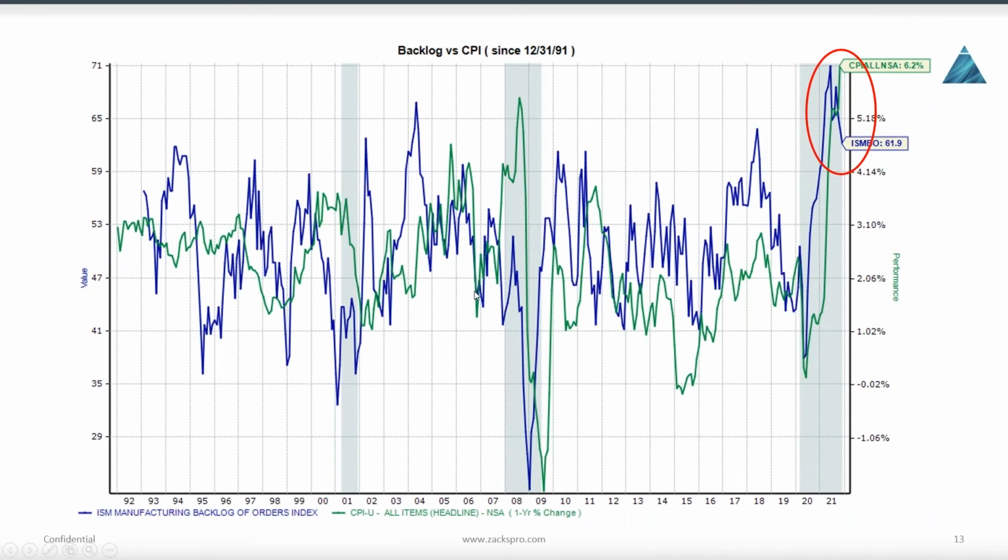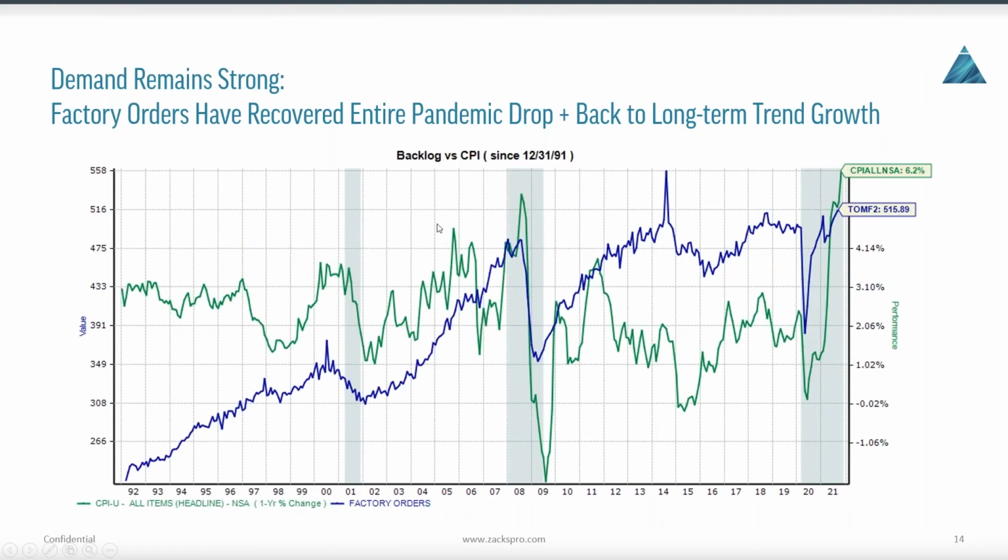So what I believe is that if this backlog does start to decrease, meaning if producers, if factories, if production is able to finally meet the backlog of orders, then we will finally start to see a decline in the CPI index. But it may take a couple of years to do that. So that's the other thing that I think we need to keep an eye on, that ISM manufacturing backlog.